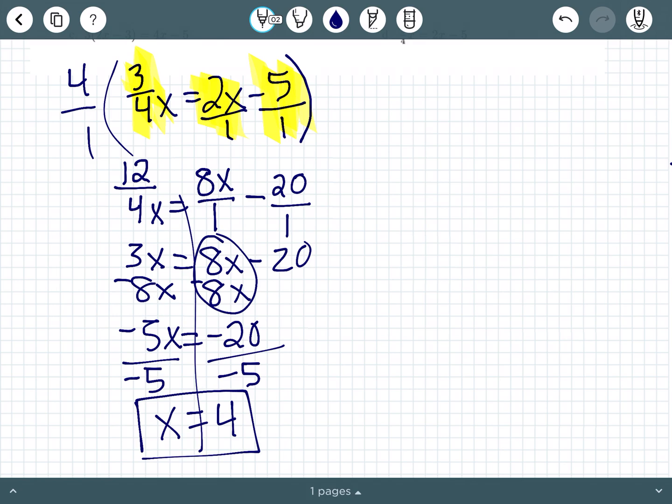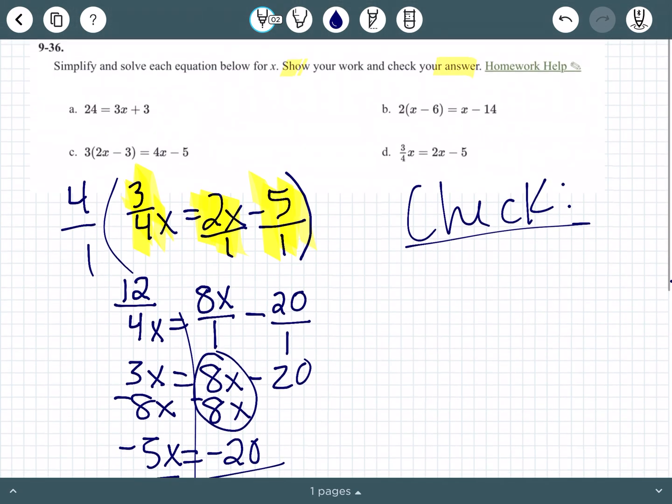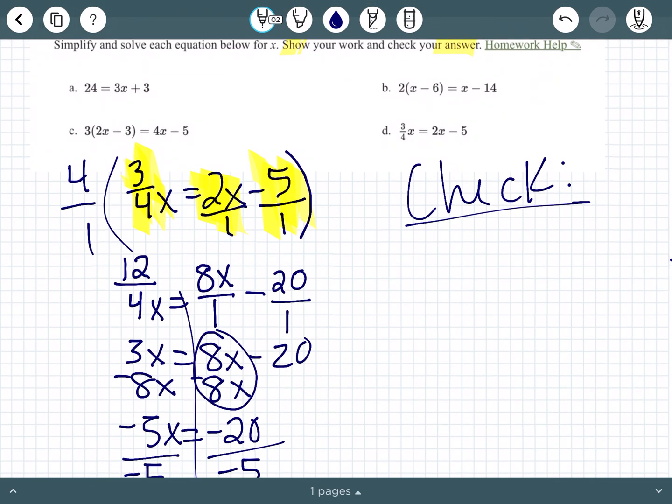And whew, we did it. We got through the fraction problem. We're done. Except for that check. And yes, we're going to do a check, fraction and all. You want to make sure you go back to that original equation. We don't want to use either of our equivalent equations. It has to be now and forever the original equation.